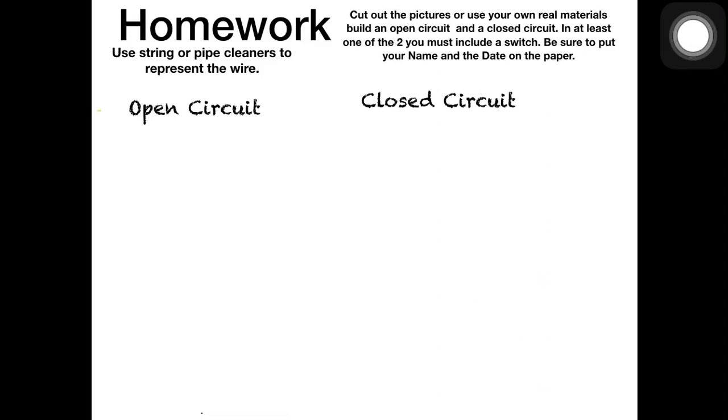We will begin this week with a homework review, and on your homework paper you were to use string or pipe cleaners to represent wire and the pictures to cut out and put together to make a circuit. Or if you had real materials, I wanted you to go ahead and build an open circuit and a closed circuit. In at least one of these two circuits, I wanted to see you include a switch.